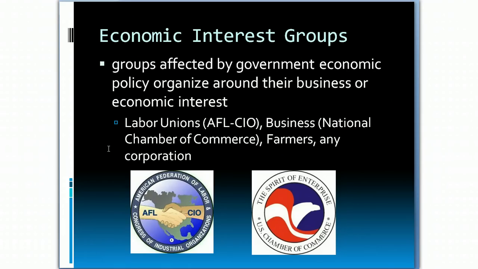These are groups affected by government economic policy. So basically, if the government's going to make a policy about its economy, it's going to affect these groups, and so therefore they want to influence that policy. They would be things like labor unions, like the AFL-CIO, business groups such as the National Chamber of Commerce, farming groups who might need farming subsidies to keep their profits going, or any type of corporation basically that wants the government's economic policies to favor them.